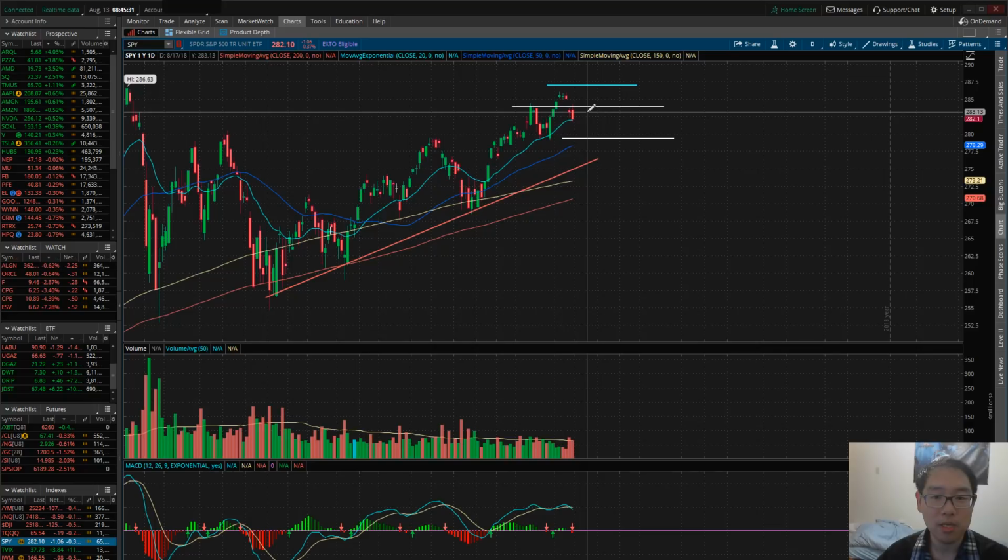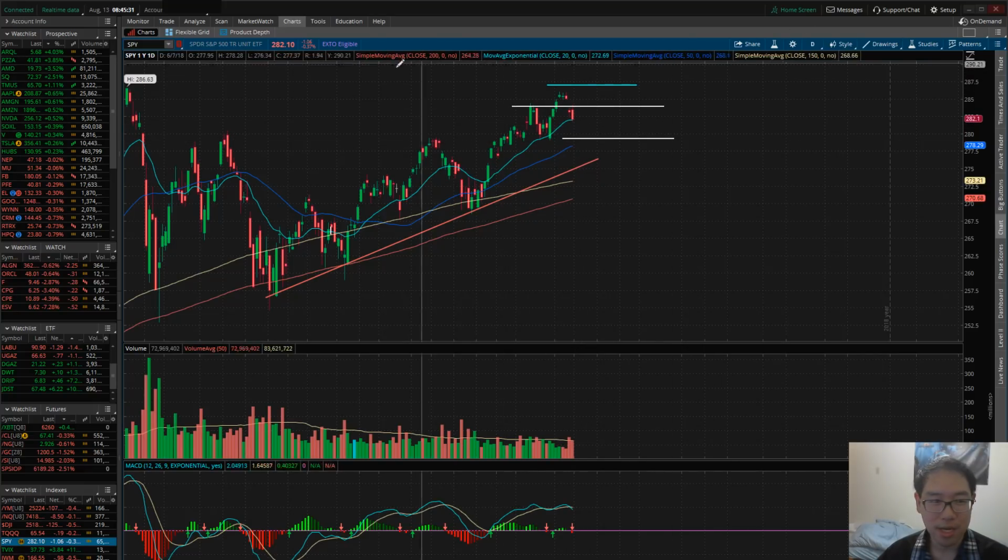Is there a possibility to retest this resistance tomorrow? Sure, of course there's a possibility, but the possibility of it closing above that area tomorrow is doubtful, at least right now. So I want to just tell you guys that.